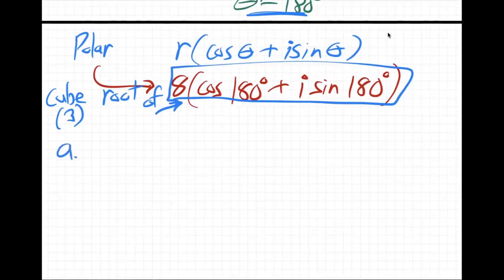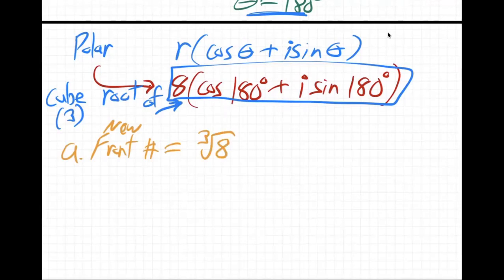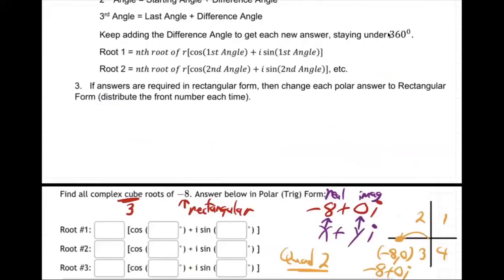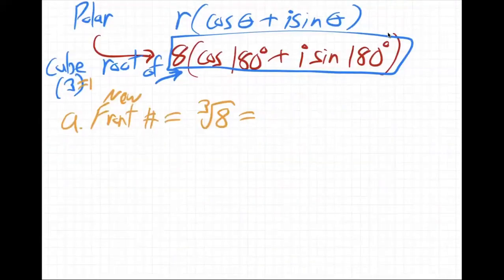How do you do it? So part A. Let me change the color here for clarity. Front number. So a new front number equals the cube root of 8, which is 2. Here, I'll show why that is. How did I come up with that again? It says it right here. The new front number is the nth root of r. So for example, fifth root of that. So it's the nth root of r. So this is our n, by the way. You may say, what's this n? N is 3. N is the amount you're rooting.